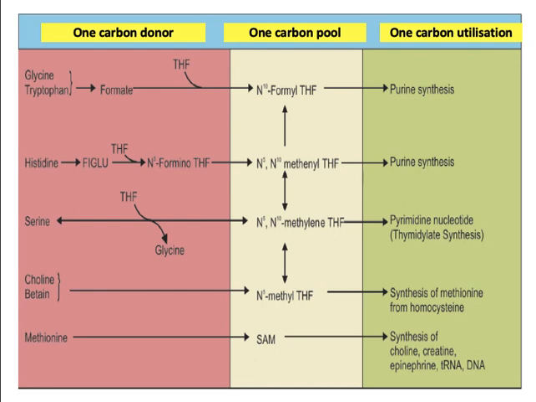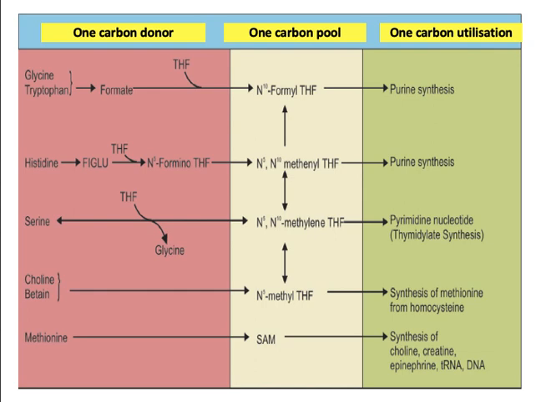The one carbon donors are, first, formate, a one carbon compound formed from glycine and tryptophan, which reacts with tetrahydrofolate and is carried as N5-formyl tetrahydrofolate, used for synthesis of purine. Similarly, FIGLU formed from histidine reacts with tetrahydrofolate to form N5-N10-methenyl tetrahydrofolate, which is a one carbon pool. It is also used for synthesis of purine.